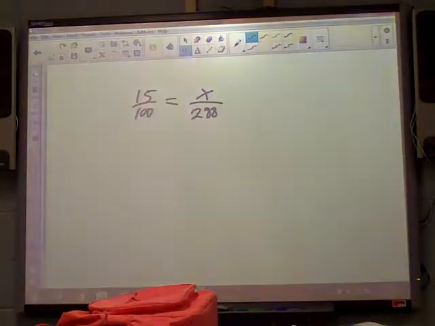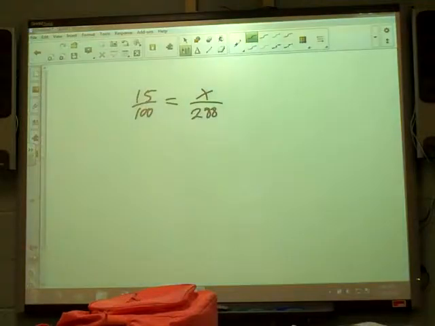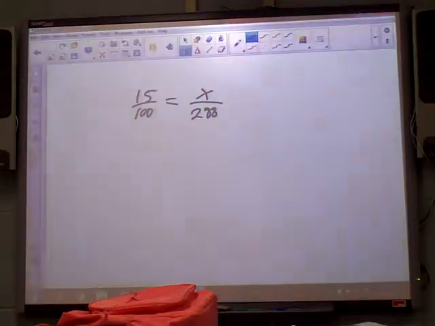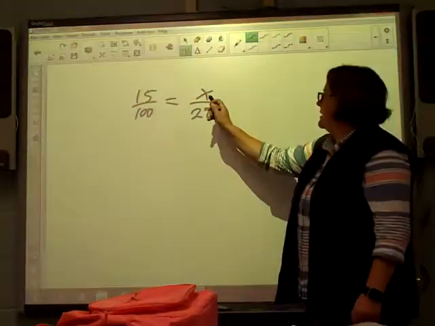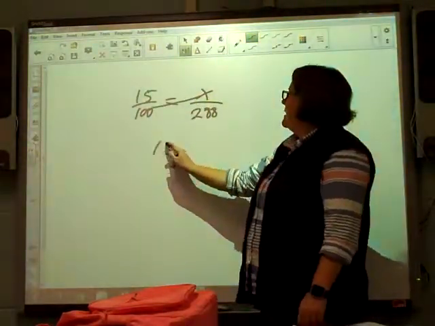No, it's not parabola, that's a U graph. Proportion. Thank you, Rachel. Two fractions equal to each other, that's a proportion. What's the most common way to solve a proportion? Cross multiply. Very good. I'll do this one first because I know it.